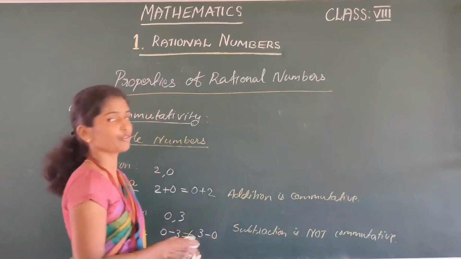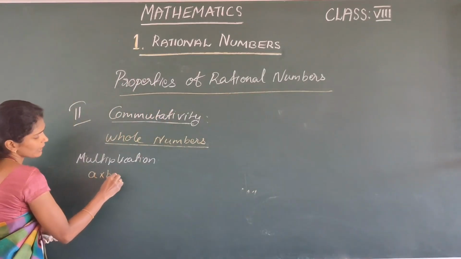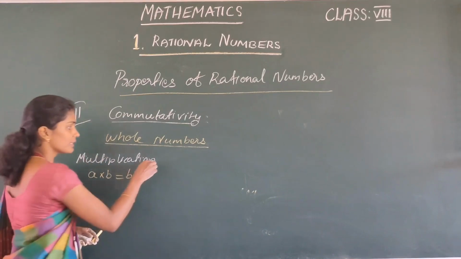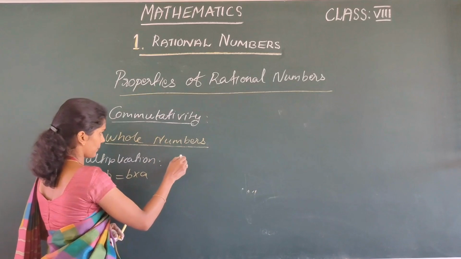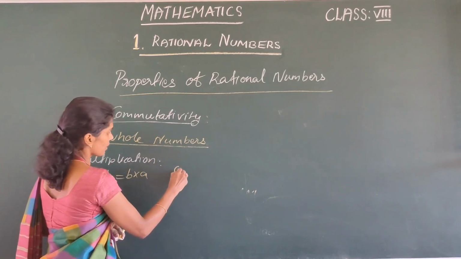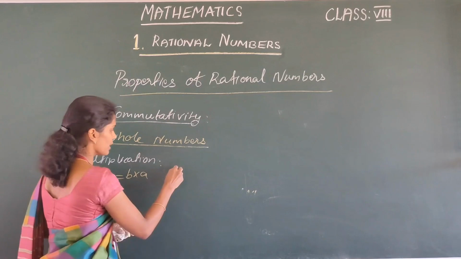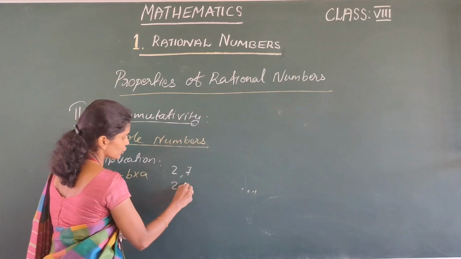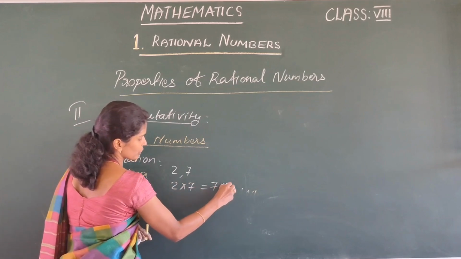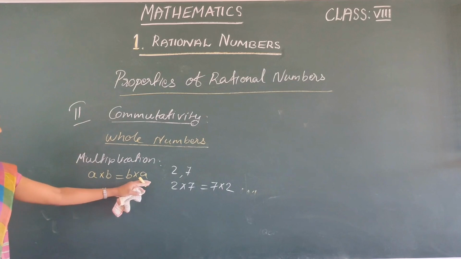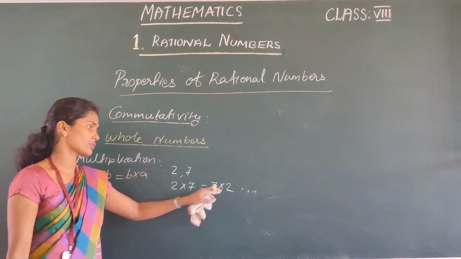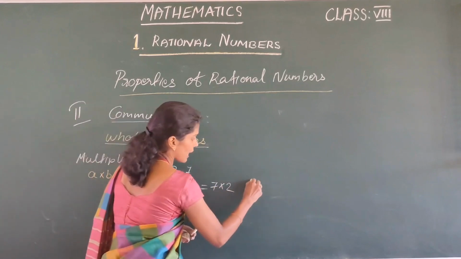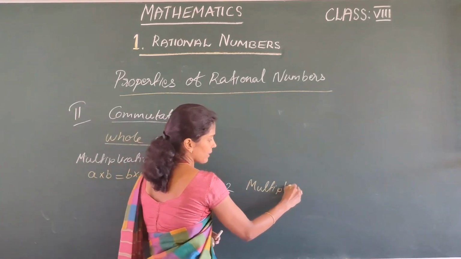Then check in the case of multiplication. If a into b equal to b into a, we say that is commutative. Take any two numbers, other than 0, take any numbers. 2, 7. Then 2 into 7 equal to 7 into 2, right? A into b equal to b into a. 2 into 7 is 14. That's equal to 7 into 2, that's again 14. Therefore, multiplication is commutative.